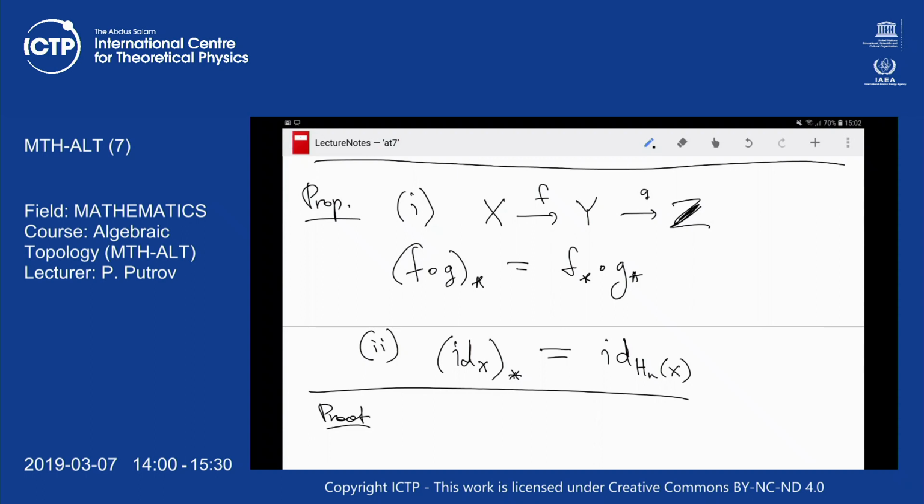Question? The order of the compositions. Oh, right, yes.